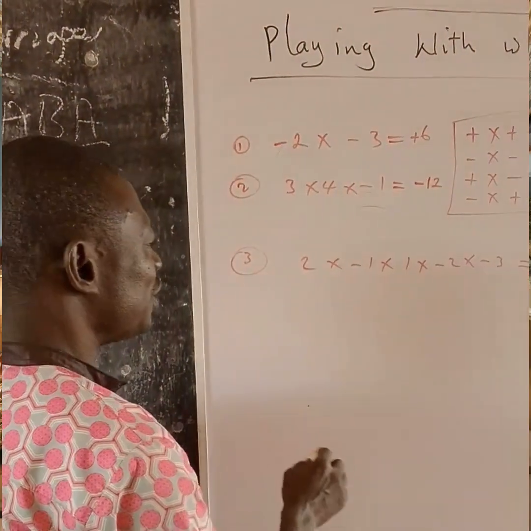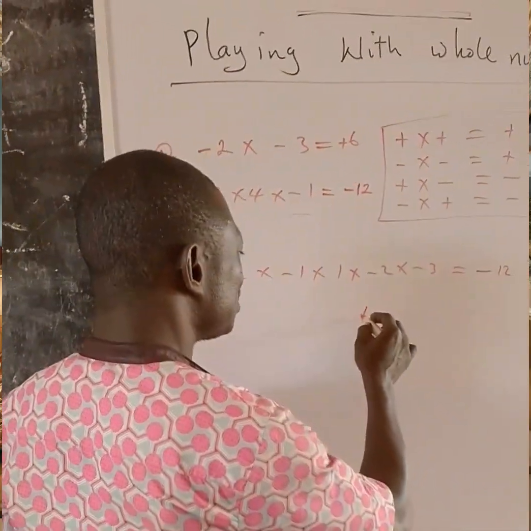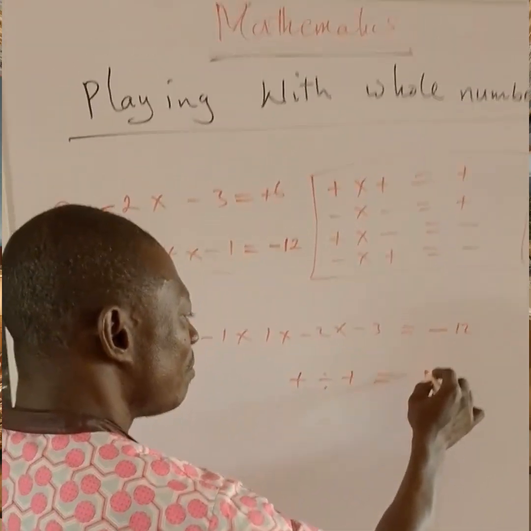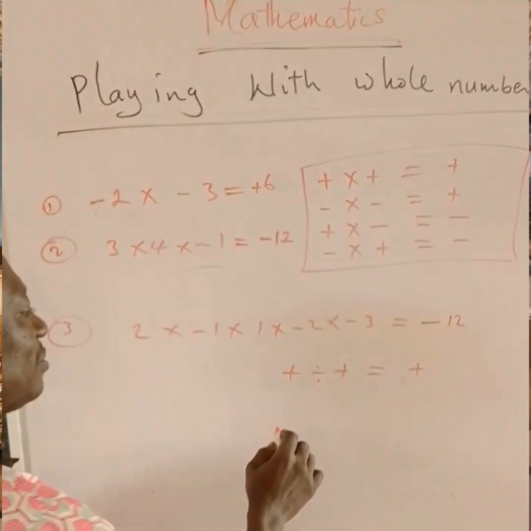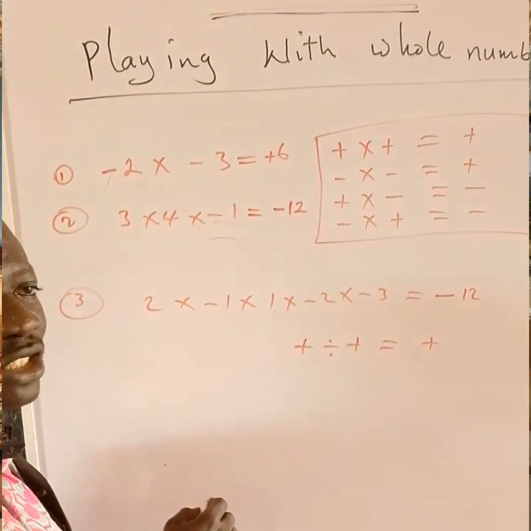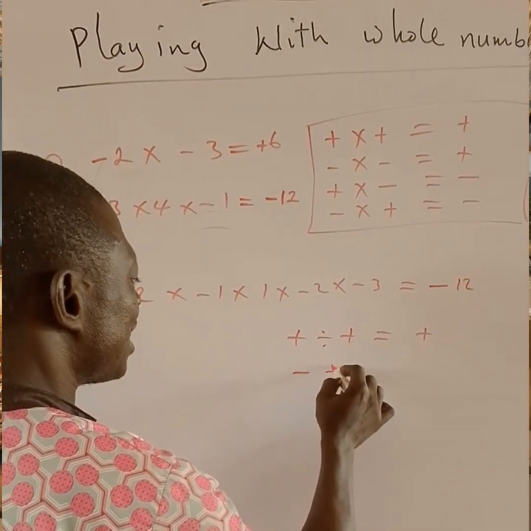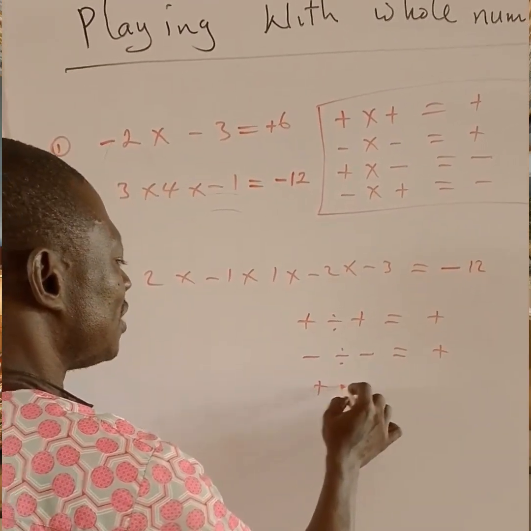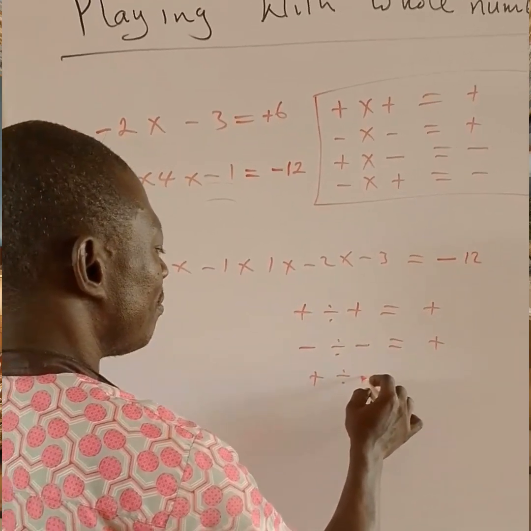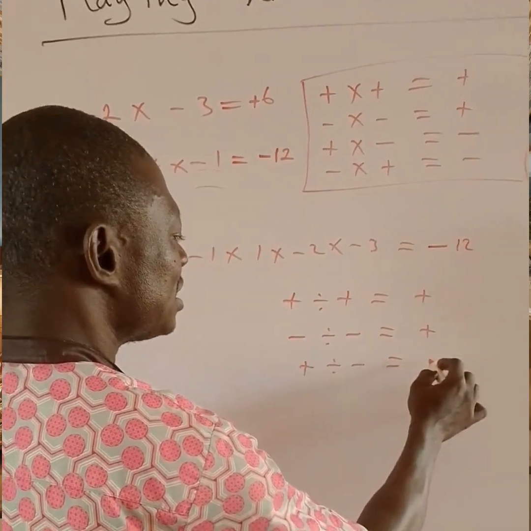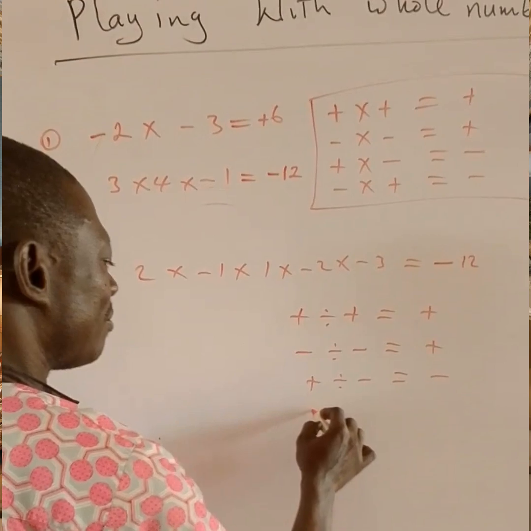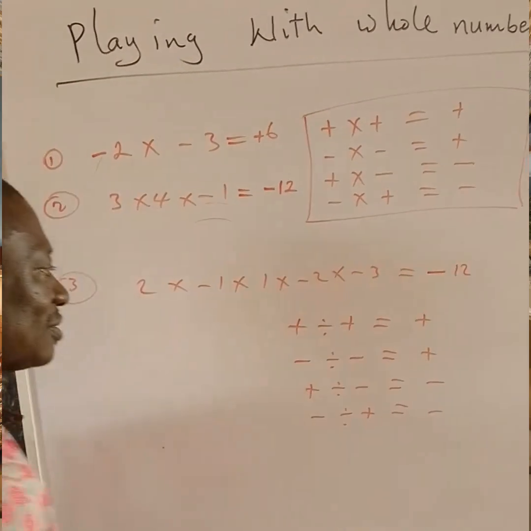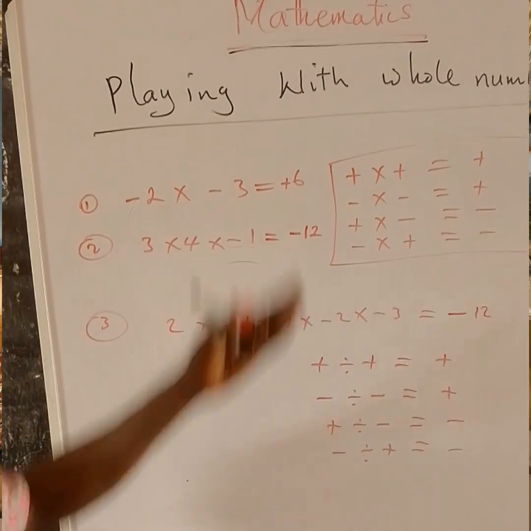If you have division as well, plus divided by plus is also plus. It's a positive number. Must be a positive number once we attach numbers to it. Minus divided by minus is plus. Plus divided by minus is minus. And minus divided by plus is minus. Just something that we have there.